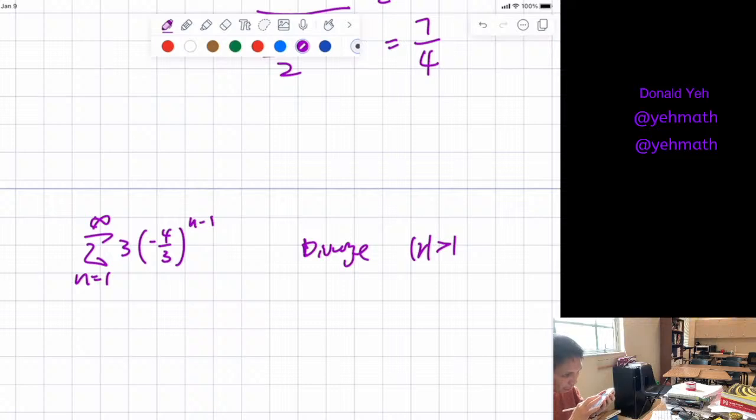Now, it converges with r between negative 1 and 1. It converges, yeah.